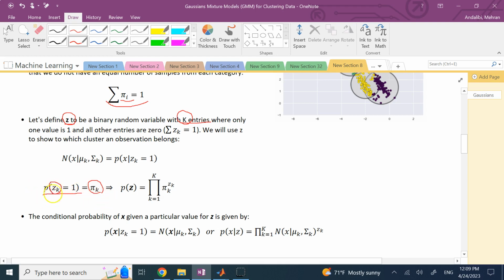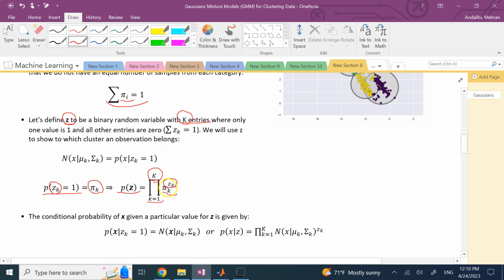Okay, now if that is the probability for the kth entry in z being 1, I can say the probability for the total vector z is what? It is equal to pi, this is a product, right? The product of k going from 1 to capital K of pi k to the power z k, right? Because you know all of these z k's are what? 0 except for one of them, that is 1, right?